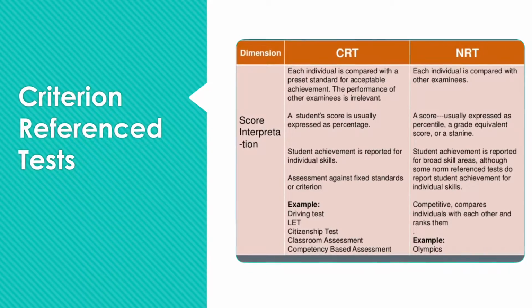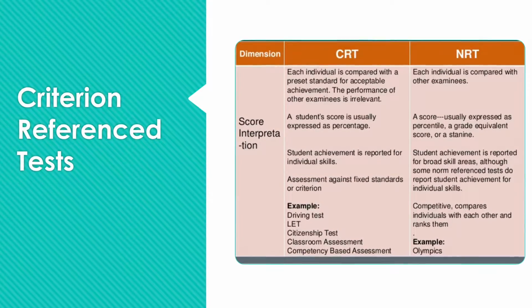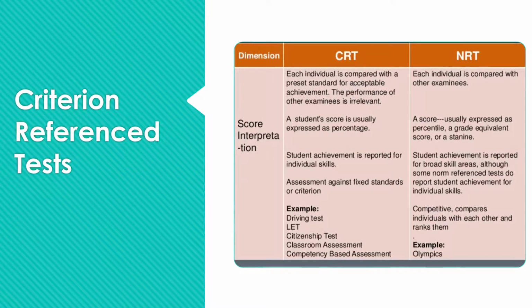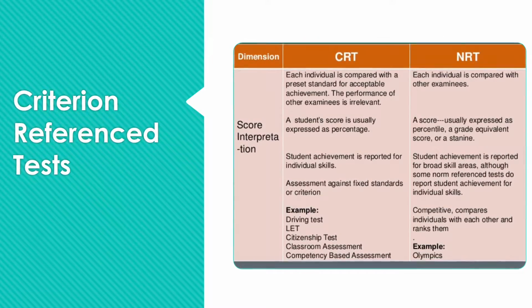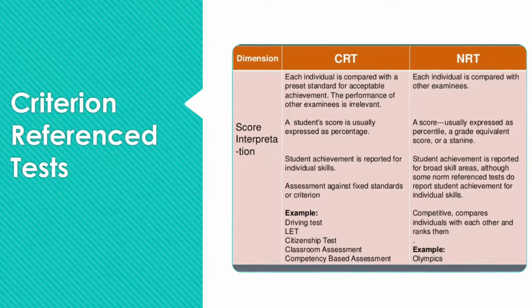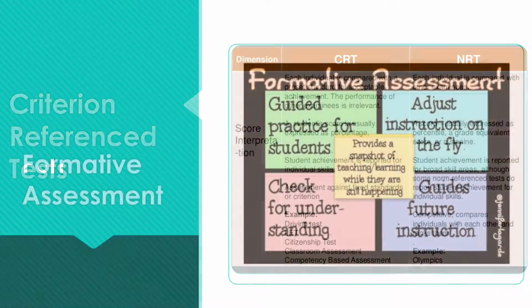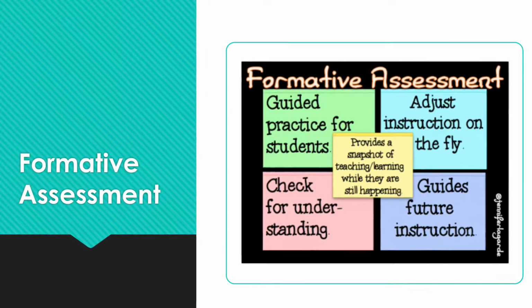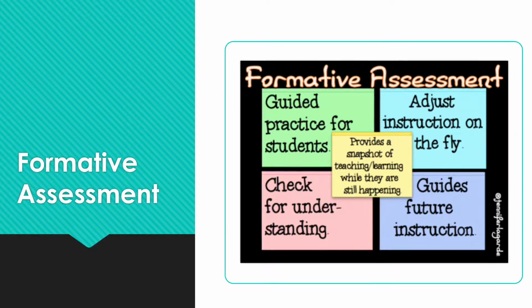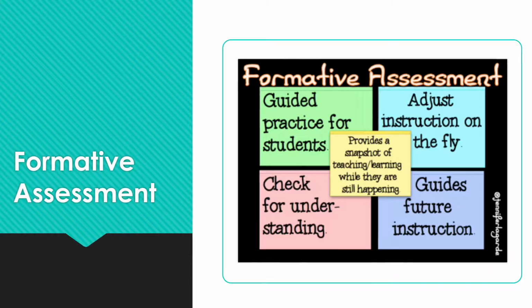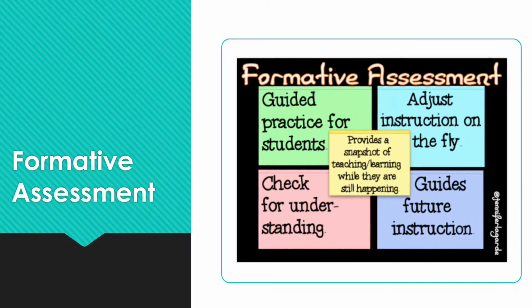Criterion-referenced tests are designed to measure student performance against a fixed set of predetermined criteria or learning standards. They're based on what students are expected to know and be able to do at a specific stage of their education. Formative assessments range from formal and informal assessment procedures conducted by teachers during the learning process in order to modify teaching and learning activities to improve student attainment.